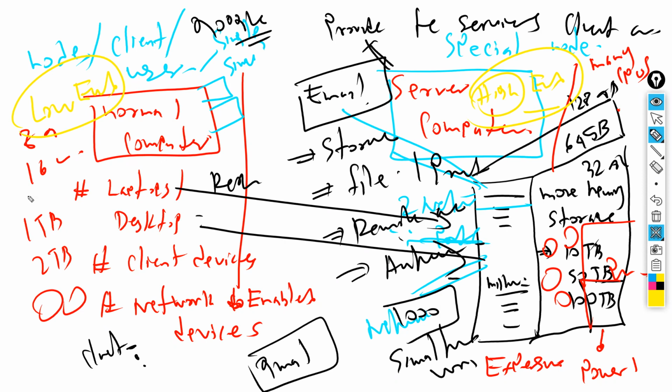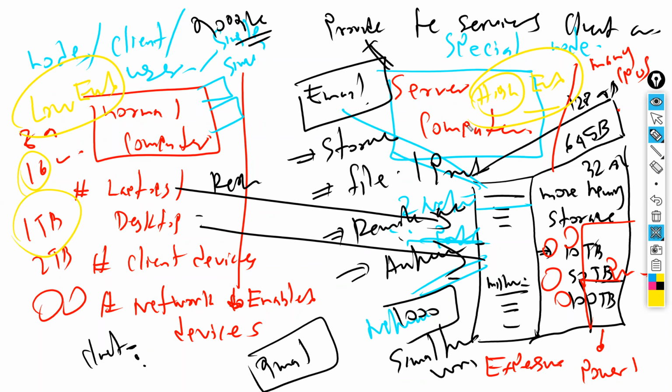It's a low capacity of RAM when you compare with the server computer, a low capacity of storage, low capacity of processing power. Everything is low when you compare with the server computers. That's why I say low end computers.